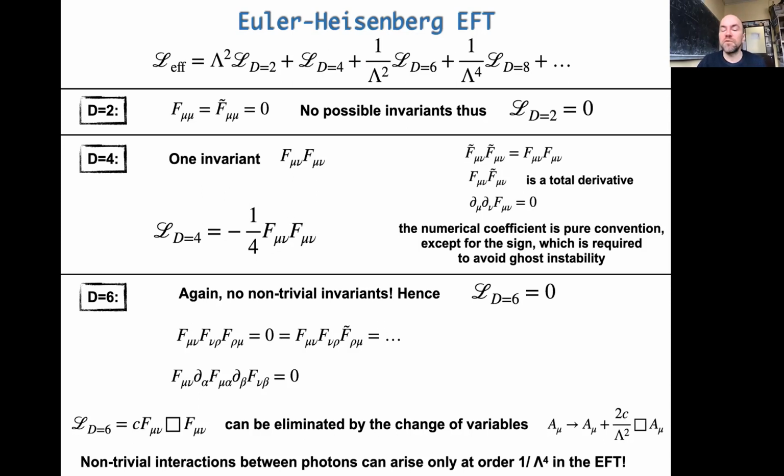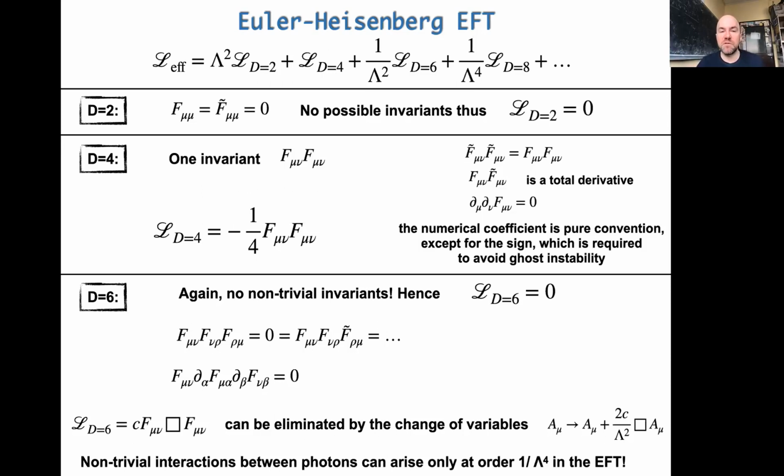At the level of dimension 2, if we try to build any invariant from this field F_mu nu, you can see that there is nothing non-zero that we can write. If we make it Lorentz invariant, we have to contract the Lorentz indices. But if we contract the Lorentz indices of F, we find that F^mu_mu is equal to 0, and the same with tilde F. So there is no invariant at dimension 2, and we can forget about dimension 2.